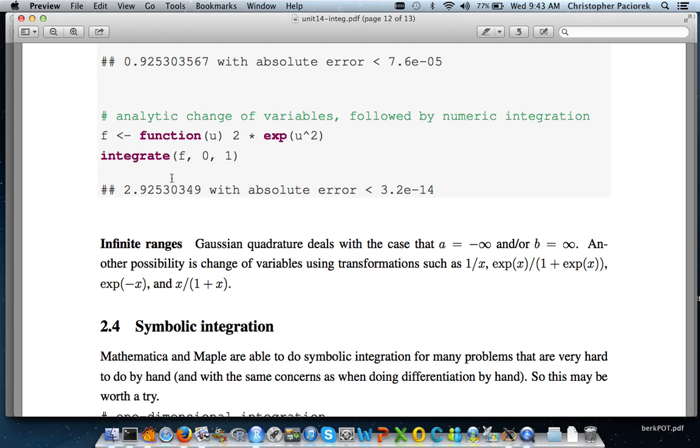Okay, so that's a quick whirlwind tour through integration and differentiation. Any questions before I switch to graphics?